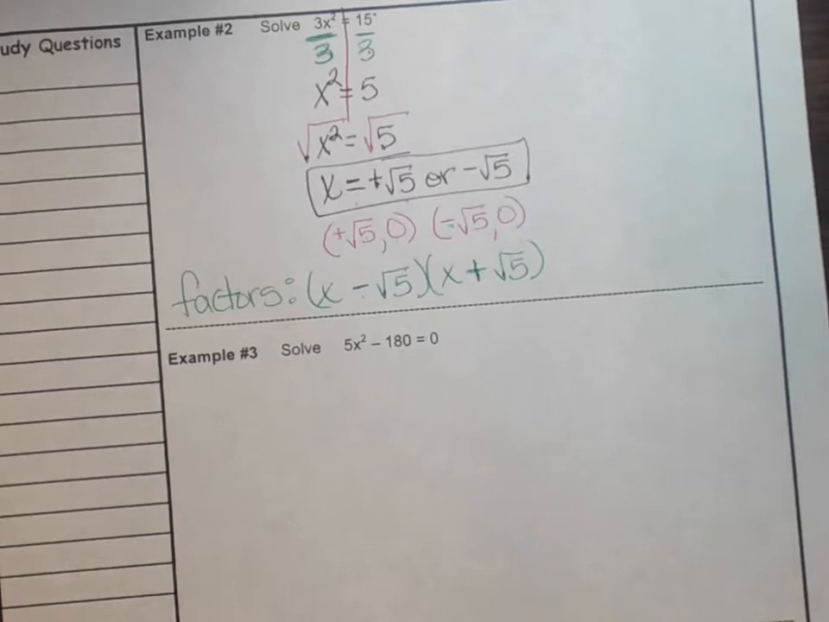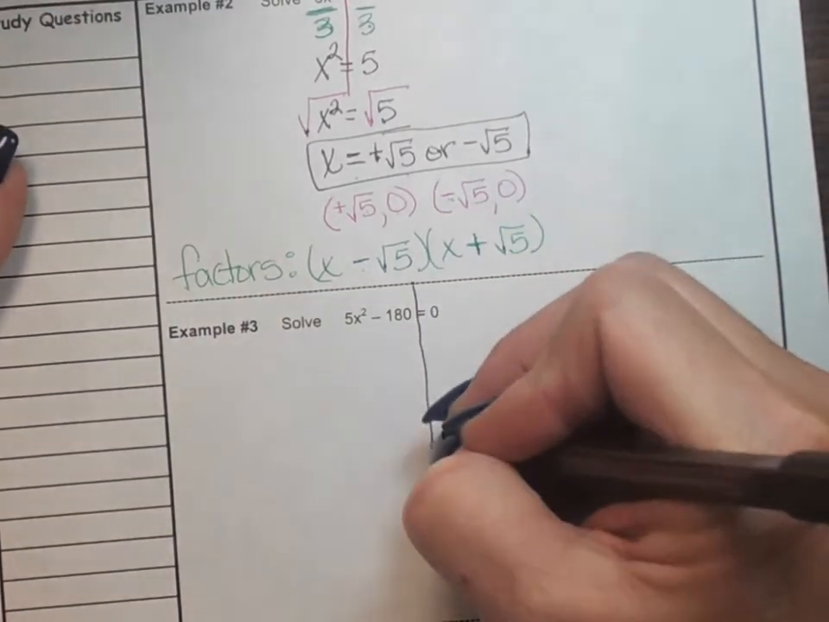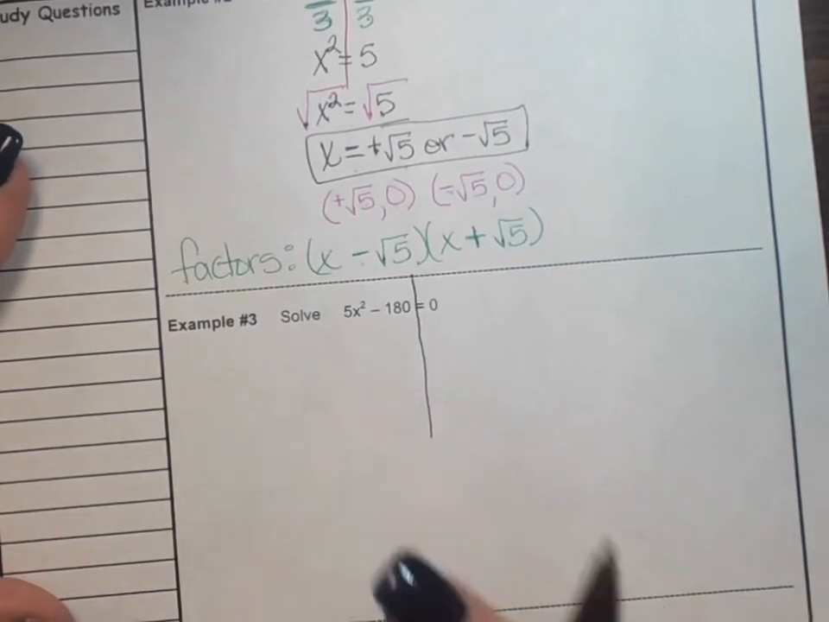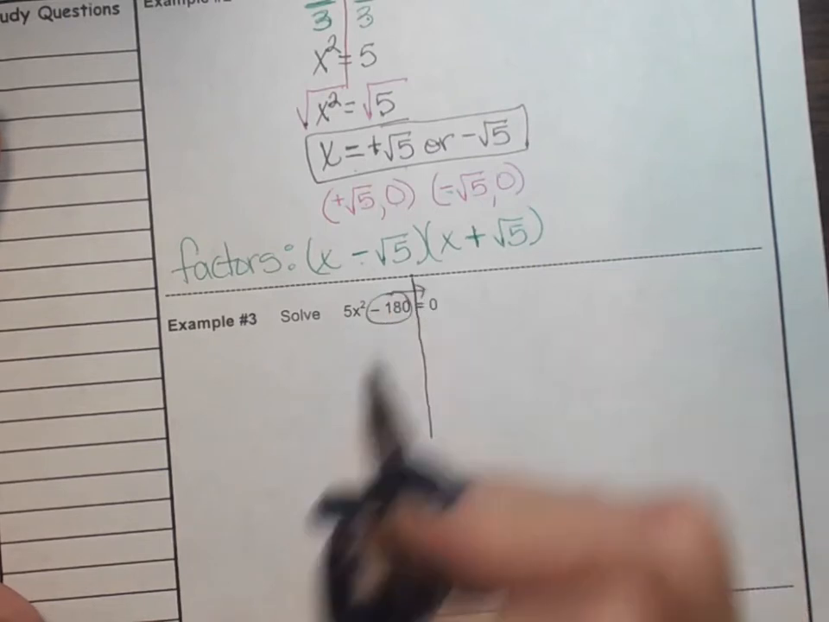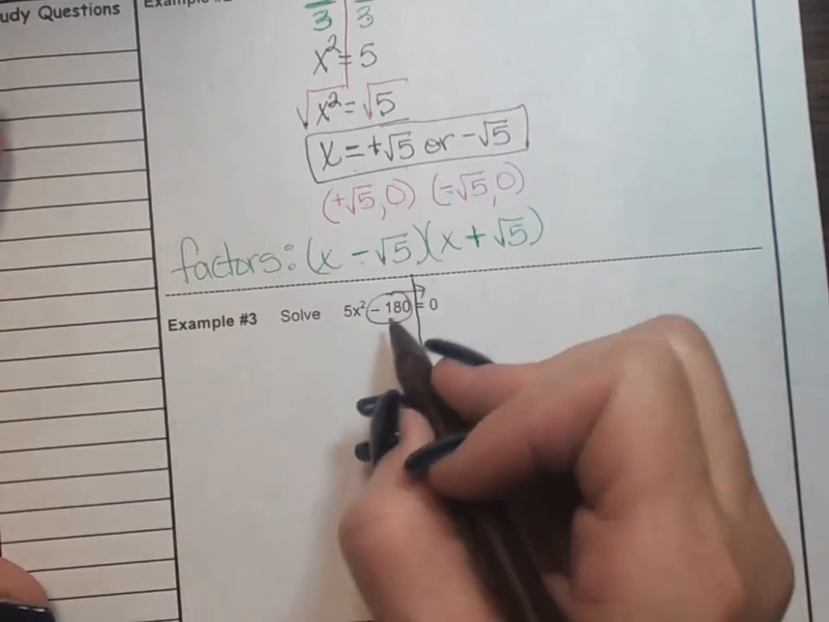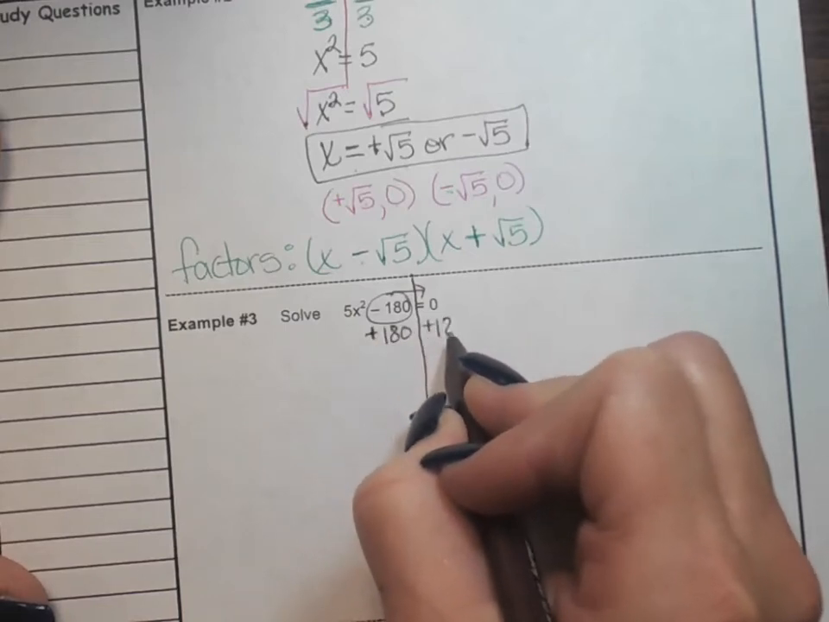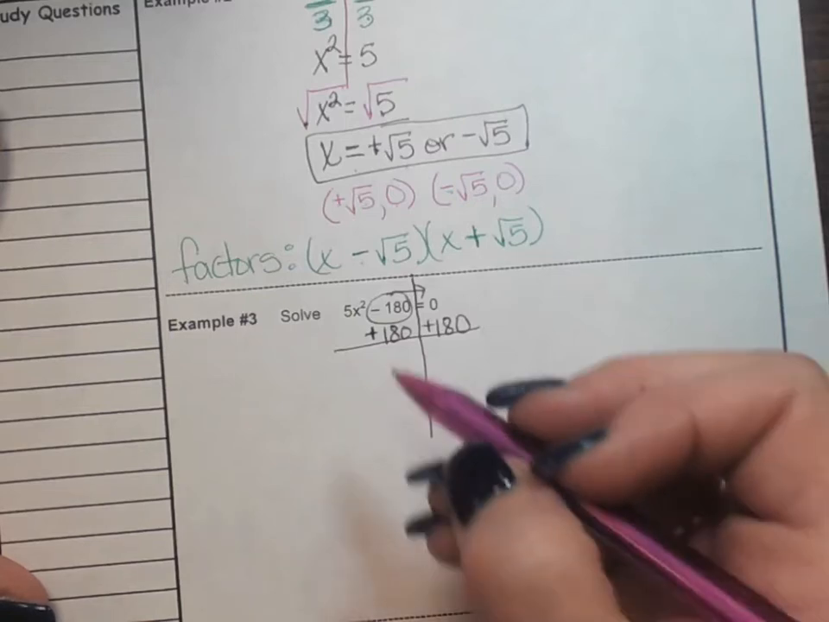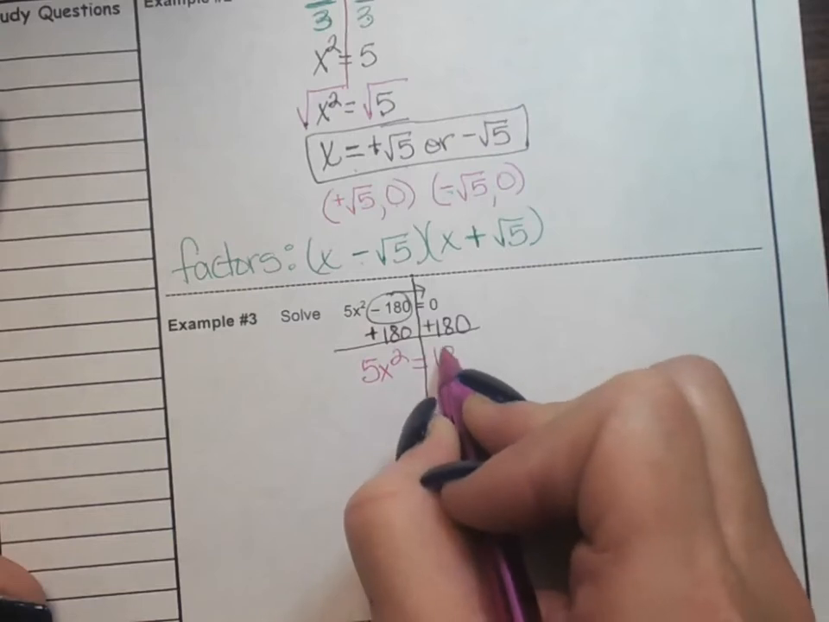So let's go on now, and we're going to look at example number 3. Again, draw your line dividing your equation in half. Your whole goal is to get the x by itself. So we want to move this minus 180 to the other side. And if you remember, the opposite of subtracting is adding. So we're going to add 180 to both sides of our equal sign. When we do that, we end up with 5x squared equals 180.